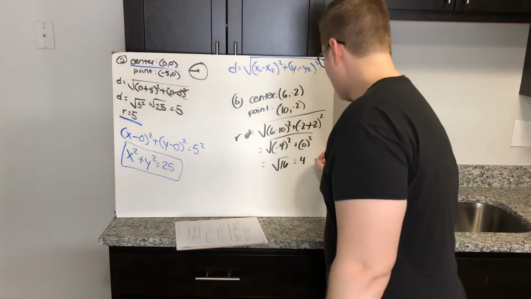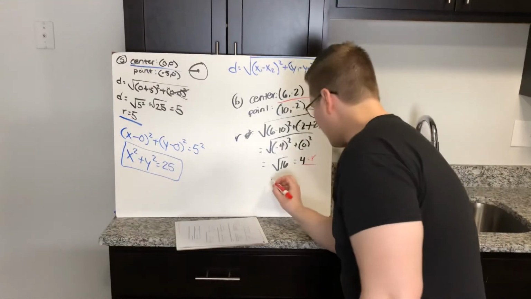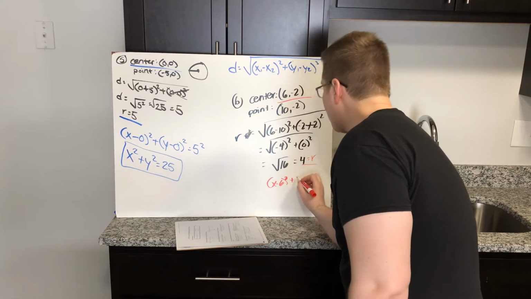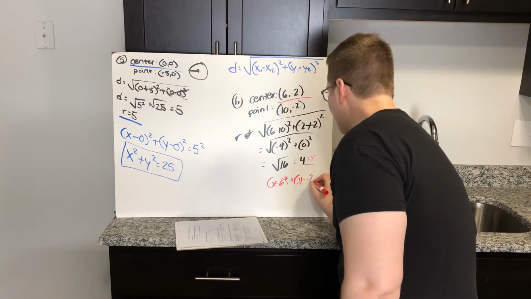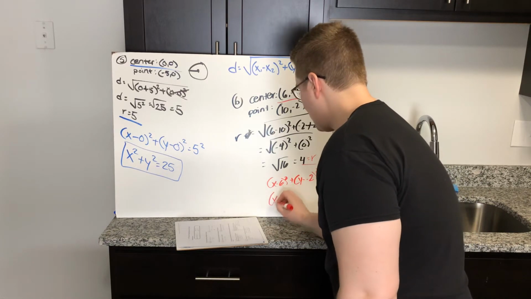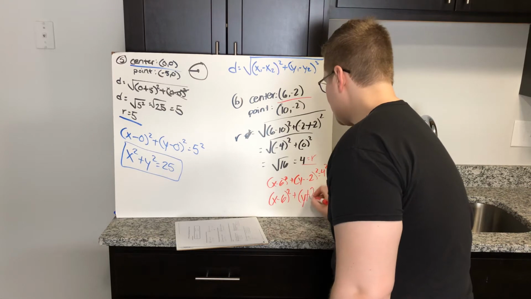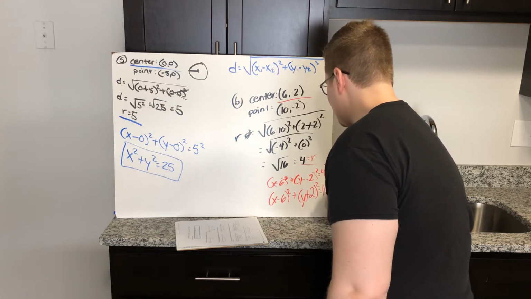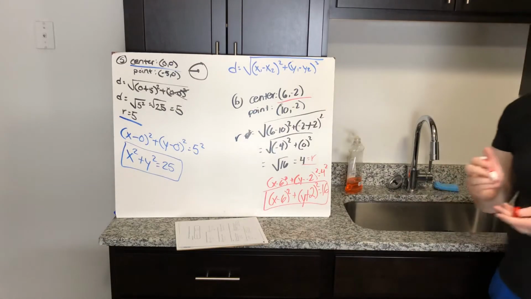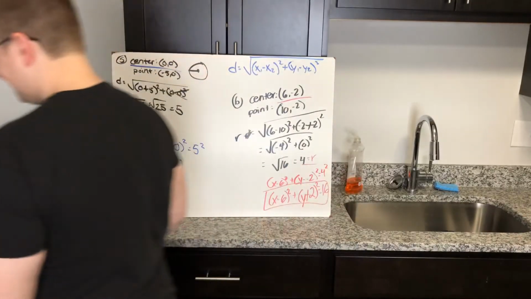So if I want to plug this in, I have the radius, I have the center. Let's plug that into our formula. (x minus 6) squared plus (y minus negative 2) squared is equal to 4 squared. (x minus 6) squared plus (y plus 2) squared equals 16. Bam! That's it. That's the equation. We're almost done.